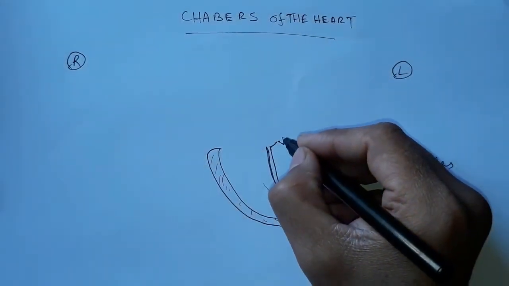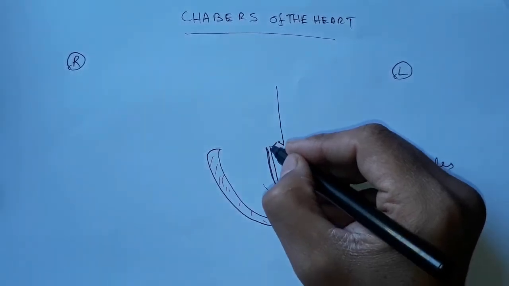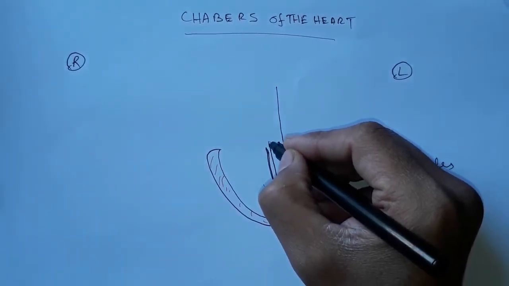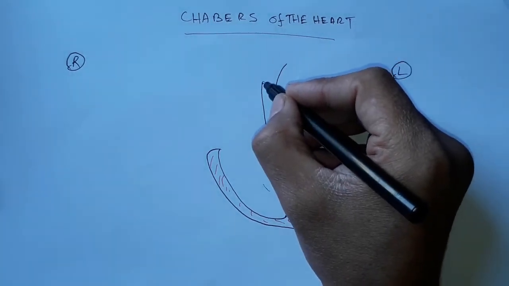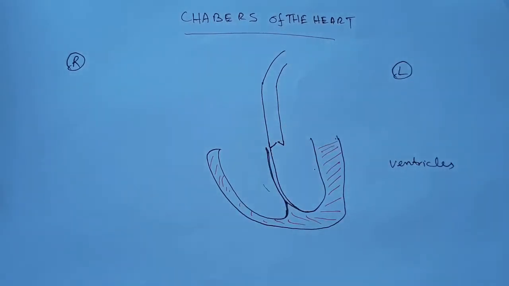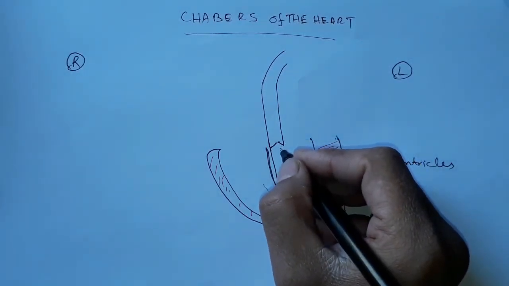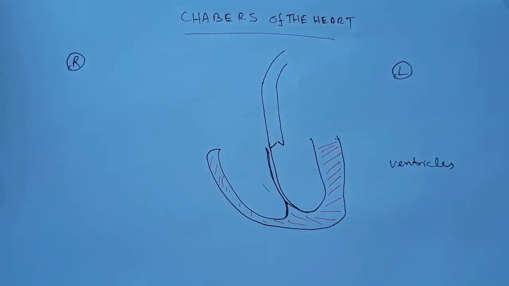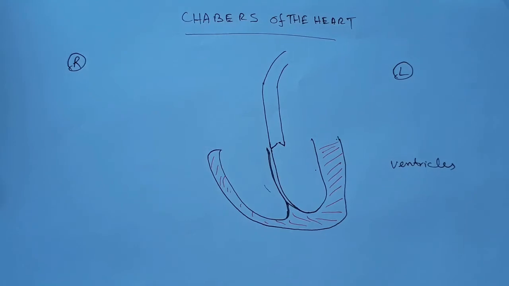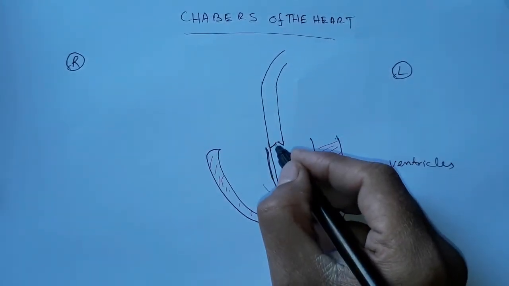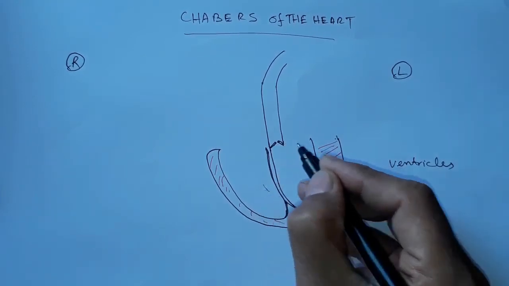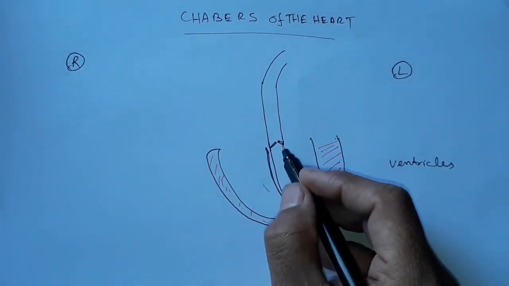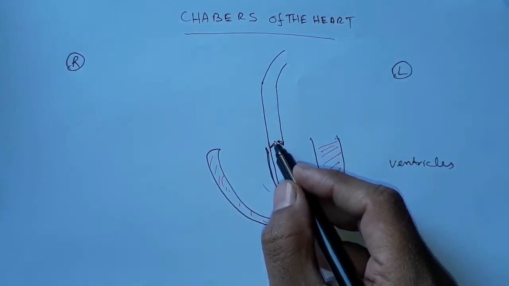This is the major artery which is leaving the heart, that is the aorta, and a valve present over here is called the semilunar valve or aortic valve, and it is pointing in the upward direction.